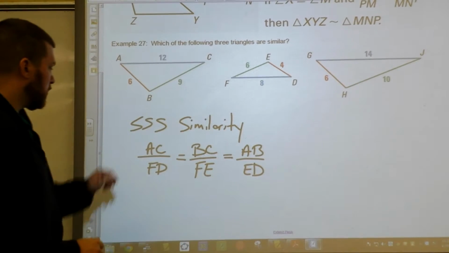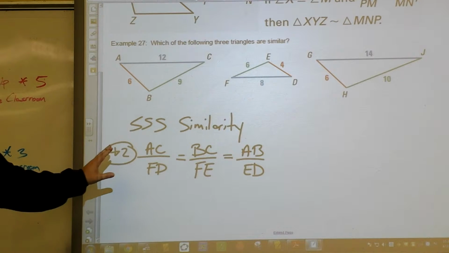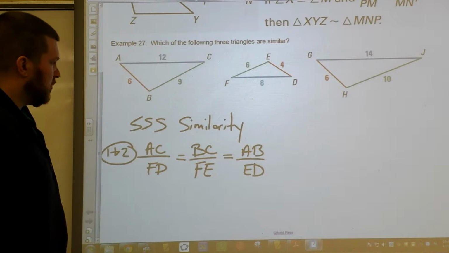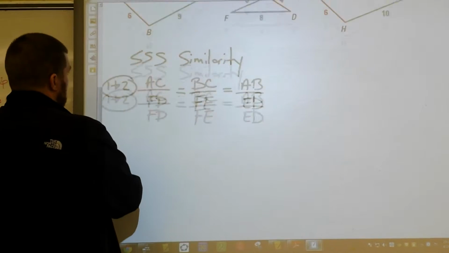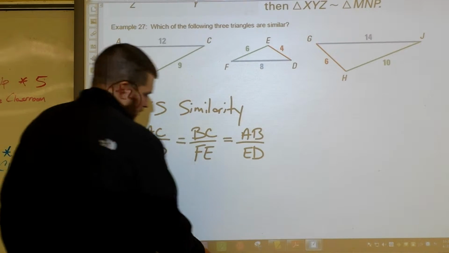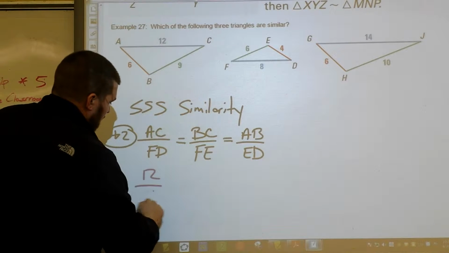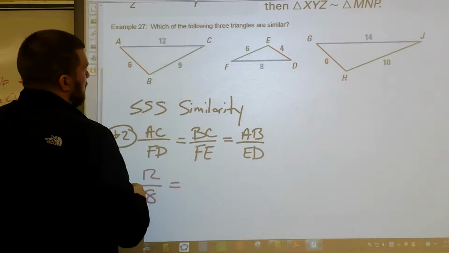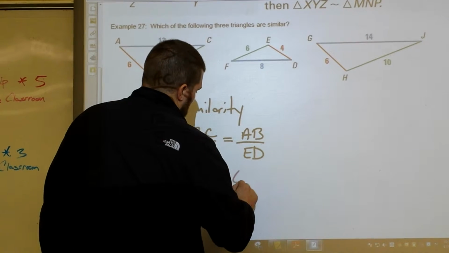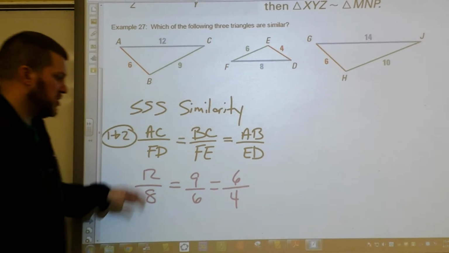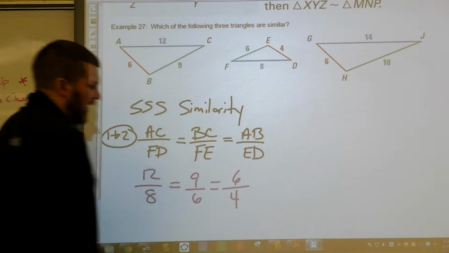This is only for the first and second triangle. That's my rule, so I want to plug in what I know and see if I can eliminate anything. Looking at my picture, AC was 12, so I have 12 over 8 supposed to be equal to 9 over 6, which is supposed to be equal to 6 over 4. I want to turn each of these into a decimal. If I get the same decimal all the way across, then triangles 1 and 2 have to be similar.